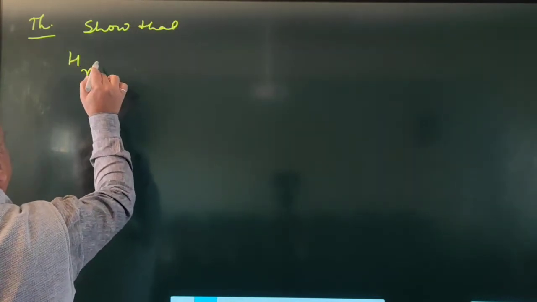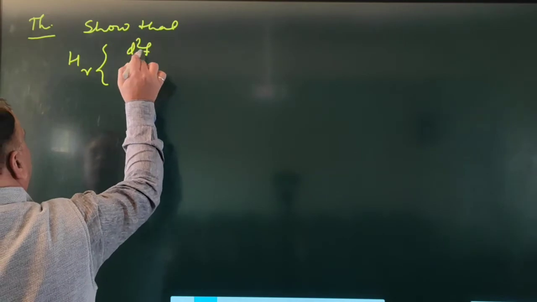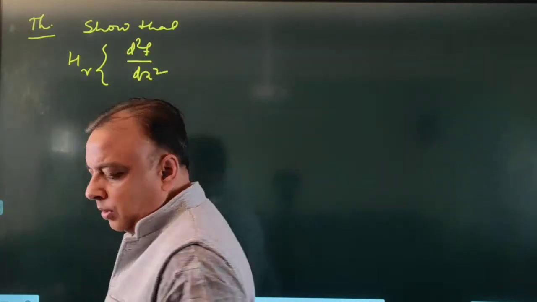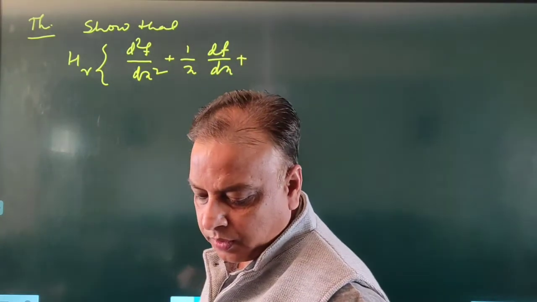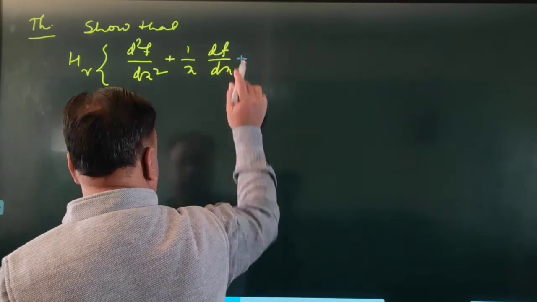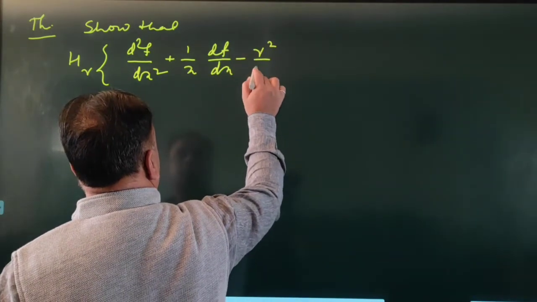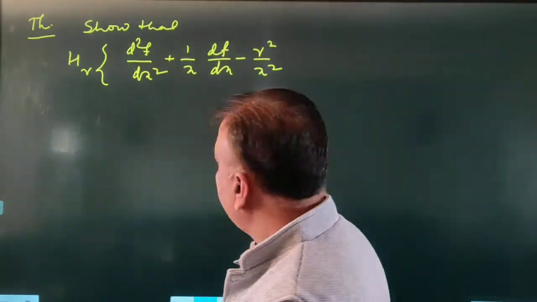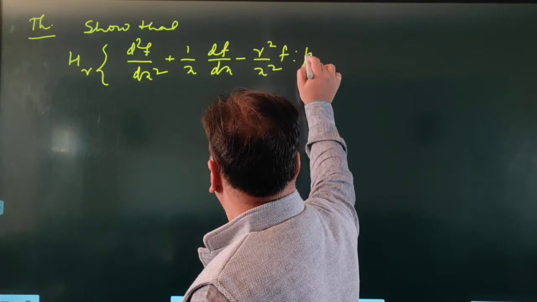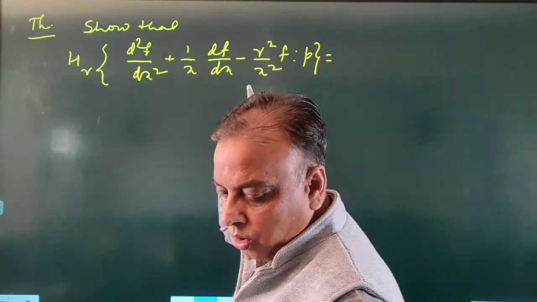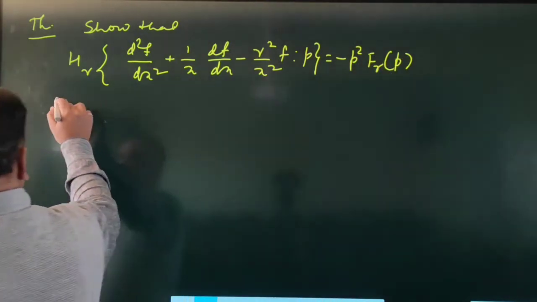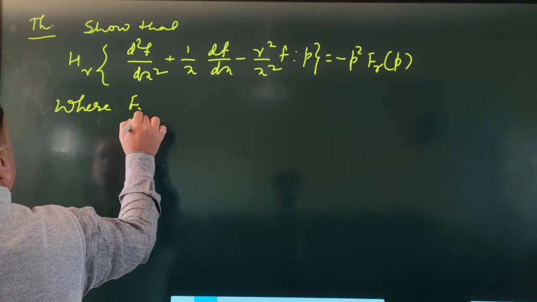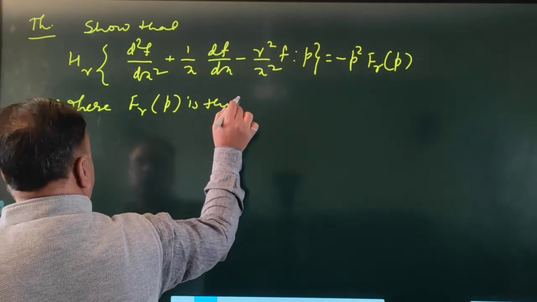the Hankel transform of order nu of the function d²f/dx² plus (1/x) df/dx minus (nu²/x²) f, with respect to parameter p, is equal to minus p² F_nu(p), where F_nu(p) is the Hankel transform.